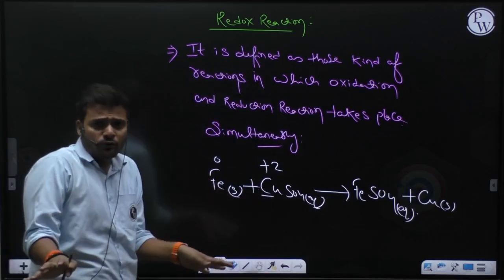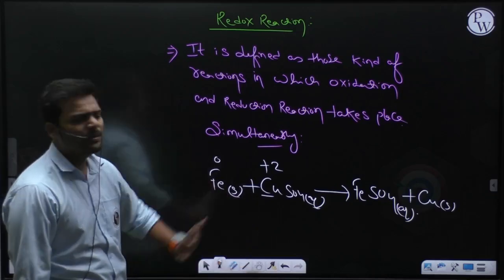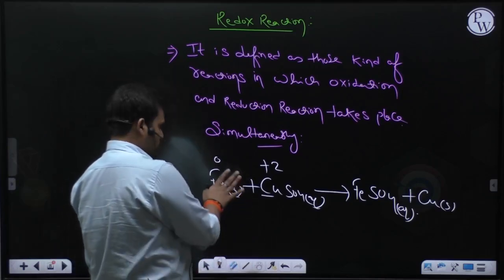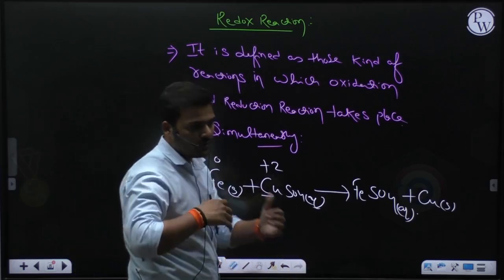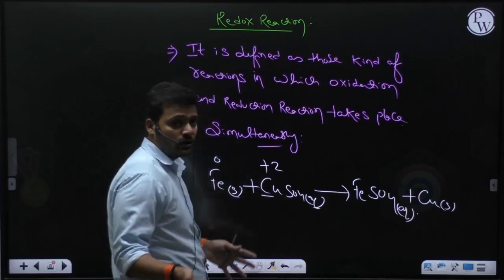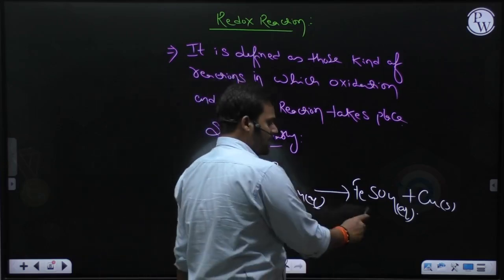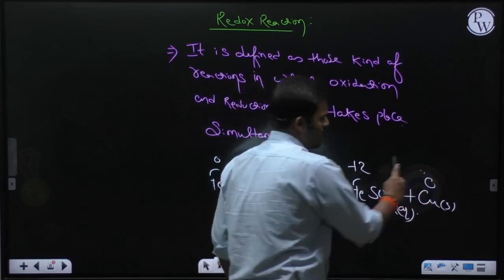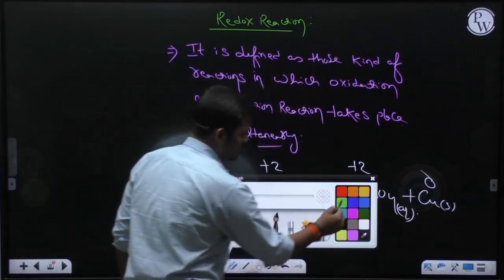So no need to bother about what sir is writing. It's a very simple thing. If any element is present in its elemental state, the oxidation state will be 0. Now, once you know how to find the oxidation state, you will come to the conclusion that copper has a +2 oxidation state. Similarly, iron has a +2 oxidation state, and here copper is present in its elemental state, so the oxidation state will be 0.